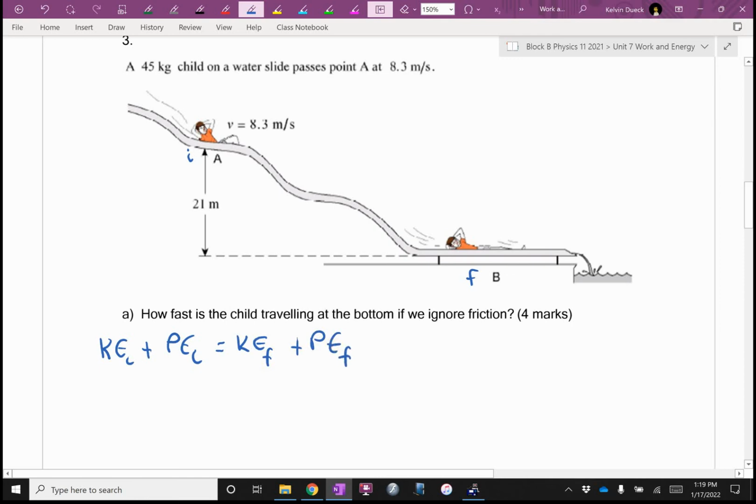Which of these are 0? I said, well, that's 0. I'll call the ground level right there. I don't think anything else is 0. It's not starting at a height of 0. It's not starting at rest, and it's not at rest there.